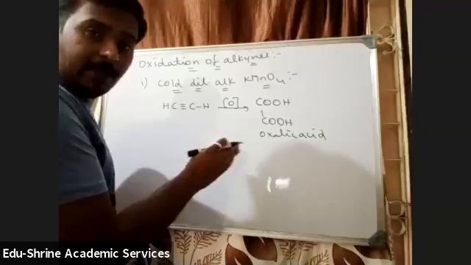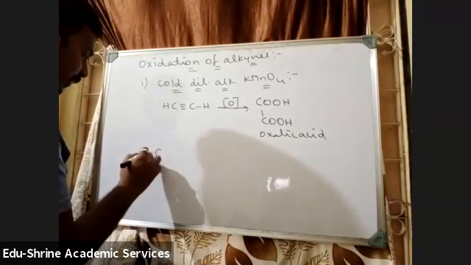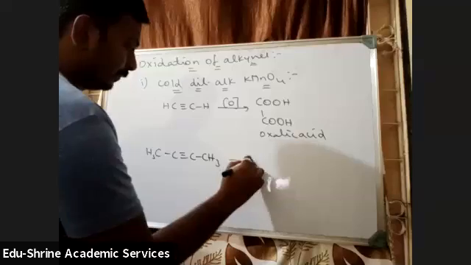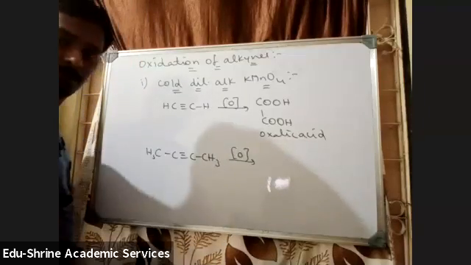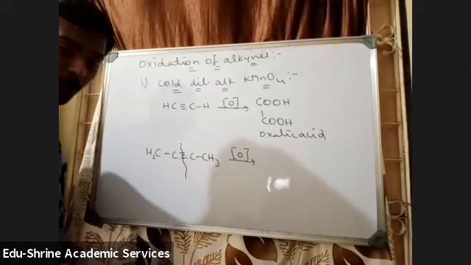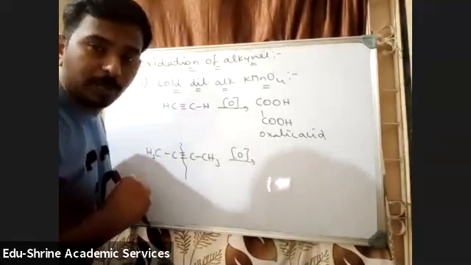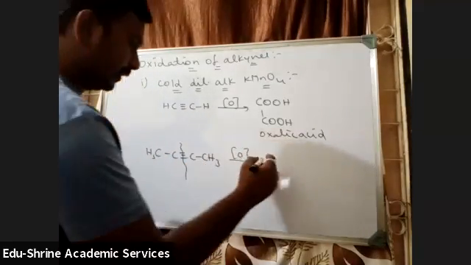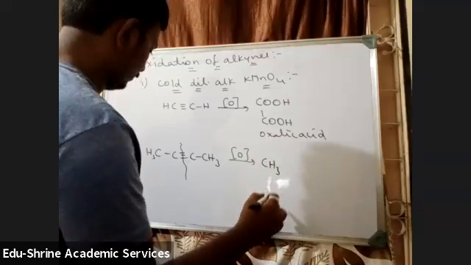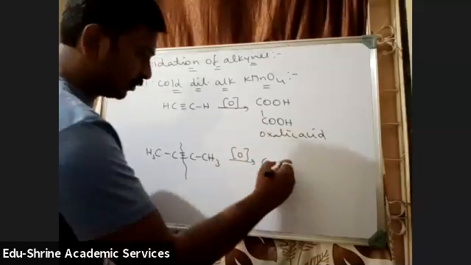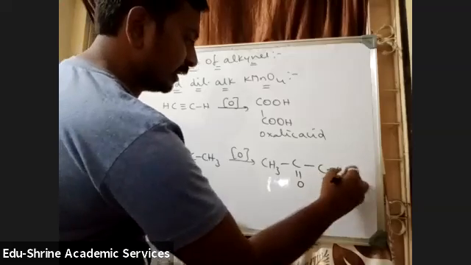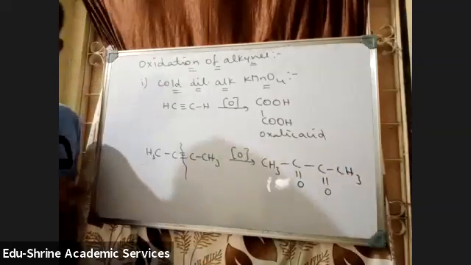If you take a non-terminal alkyne, for example CH3-C triple bond C-CH3, this is an oxidation. The bond will get completely broken down here. You will get a mixture of two acids, one from each side. Sorry, you will get a diketone: C double bond O, C double bond O, not acid, students. You will get a diketone.